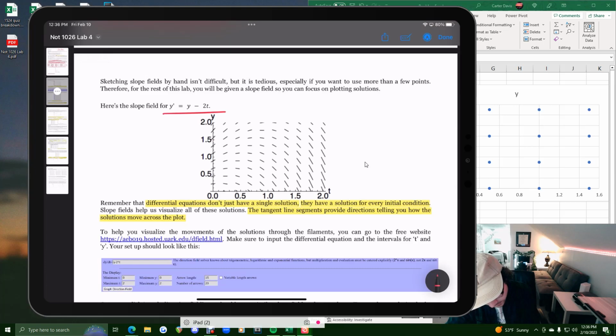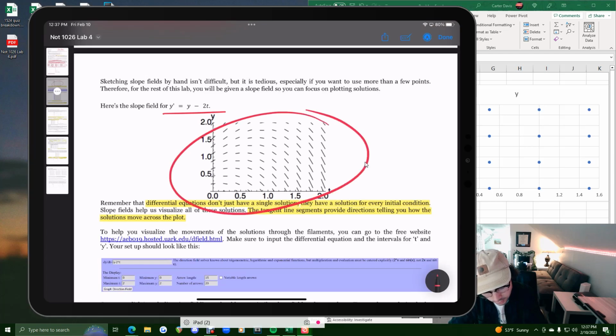So then they give us another slope field. They say, remember that differential equations don't just have a single solution. They have a solution for every initial condition. So what they're saying is, along all these slopes here, along all these paths, there's basically an infinite number of solutions to this differential equation that they give you.